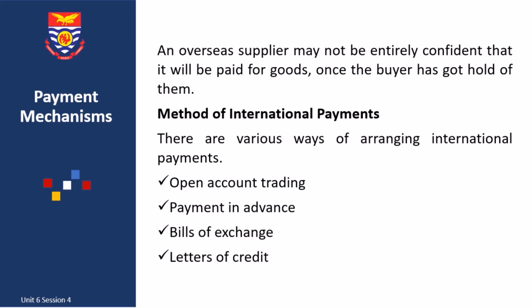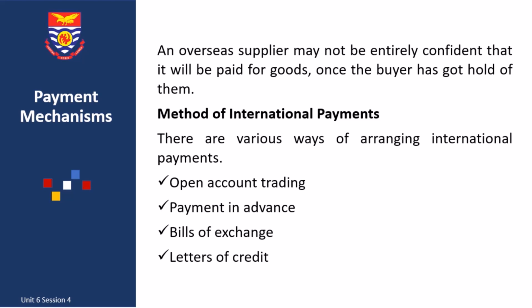There are various ways of arranging international payment. We have open account trading, payment in advance, bills of exchange, and letters of credit. Open account trading is used when the goods are shipped before payment is made. So with this type of payment, ordinary credit terms apply, where the seller bears the risk of non-payment. This is only used where there is a good level of trust between the buyer and the seller. Definitely, if a supplier does not trust you, there is no way it's going to supply the goods to you and expect you to pay later.